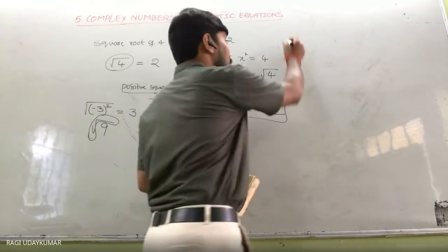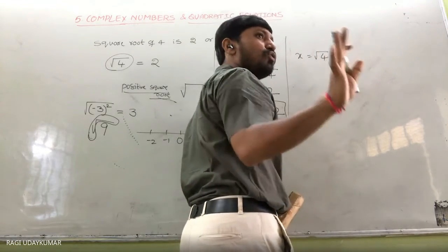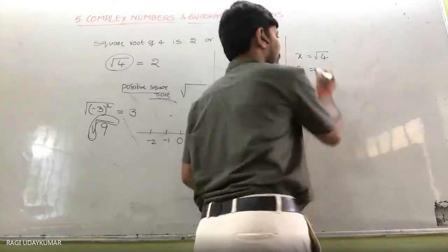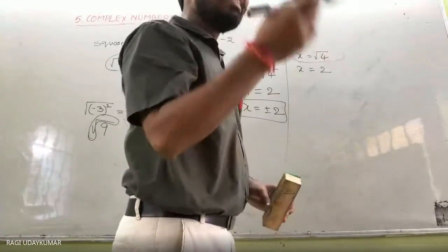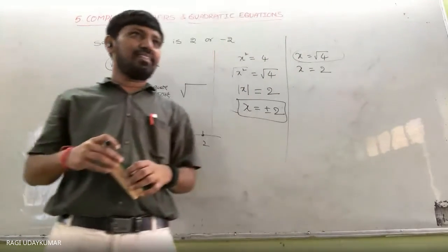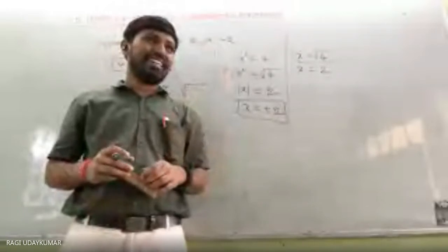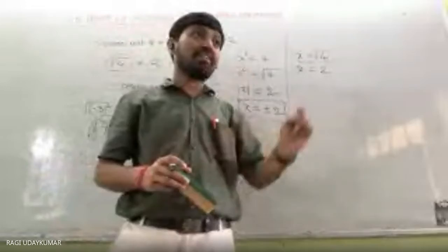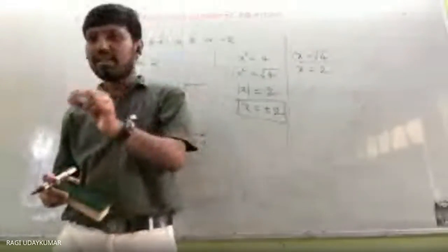If x is equal to √4 is given, only √4, then what is x? Only plus 2. Why? This is a linear equation, x minus something. A linear equation will not have two roots. So how do you say plus or minus 2? That is one explanation. We should not say √4 is plus or minus 2.